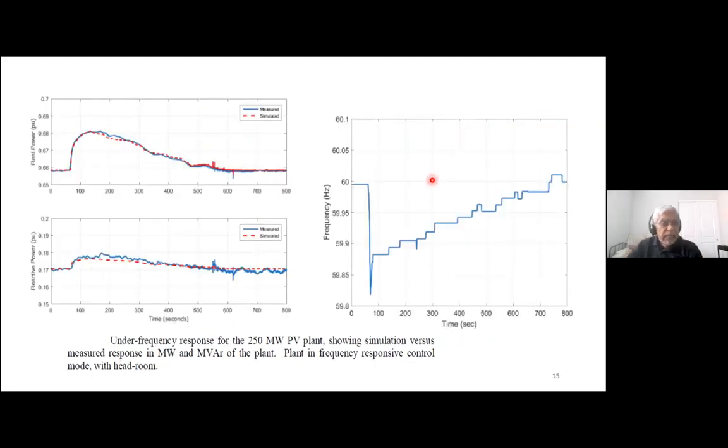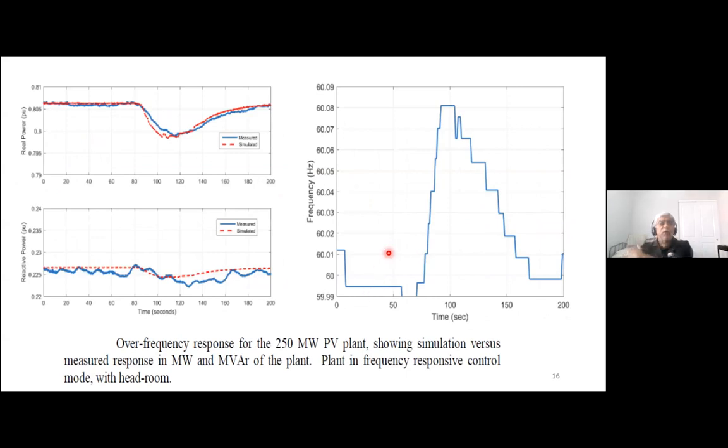So this kind of testing has been done quite a bit these days, wherever available. And this is another under frequency response of a 250 megawatt plant, showing the simulation versus the measured response in megawatt and megavar. Again, you see both the active and reactive power. So this is under frequency. You notice the active power increases, and then it meets the sudden increase in required, and then actually settles down to the value after the frequency settles down. This is an over frequency case, and here you notice the active power actually drops. So you notice the close resemblance of the measured response with the simulated response, and that is how they verified the efficacy of this particular model.